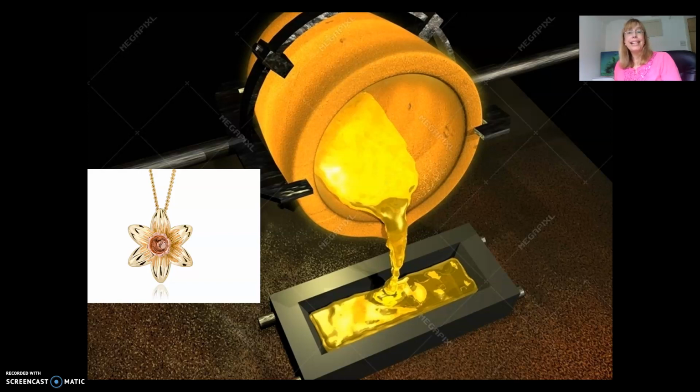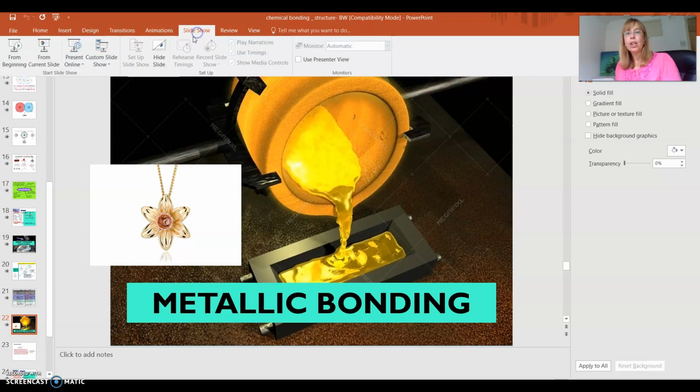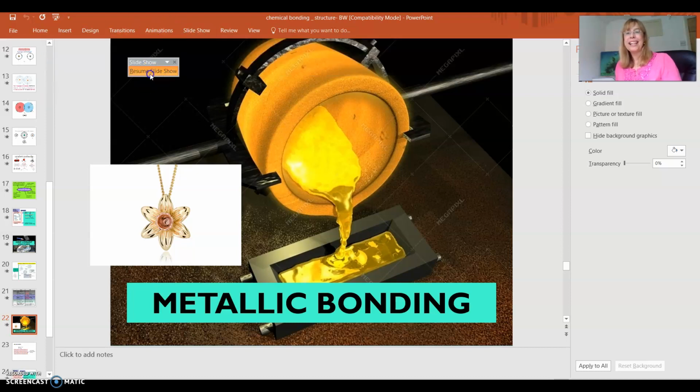Our third type of bonding is metallic bonding, and it always takes me back to watching gold being poured into an ingot in Johannesburg, which is known as the City of Gold. So let's have a look at the properties of metals, metallic substances, and how the bonding occurs in these.